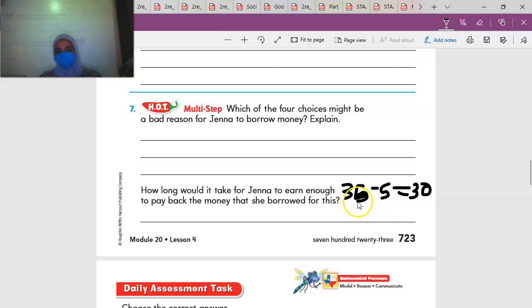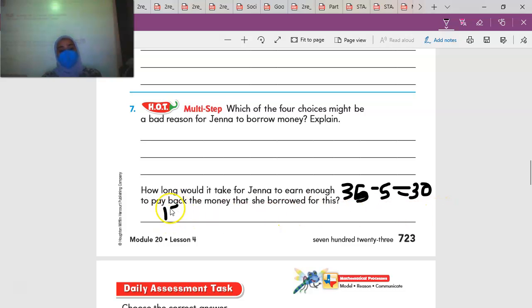Now, how much does she get paid each week? She gets paid $2 each week. So how long will it take her? How many weeks will it take her to pay back $30 if she only gets paid 2 each week? Let's see. 2, 4, 6, 8, 10, 12, 14, 16, 18, 20, 22, 24, 26, 28, 30. How long will it take her to pay it back? 15 weeks. It will take 15 weeks to pay back the $30 she borrowed.